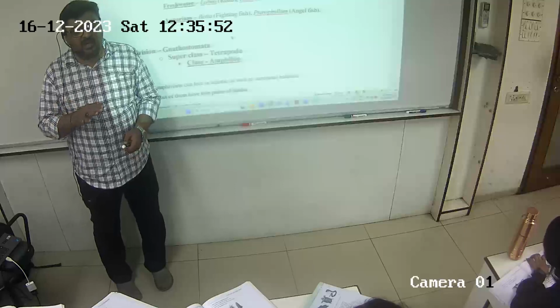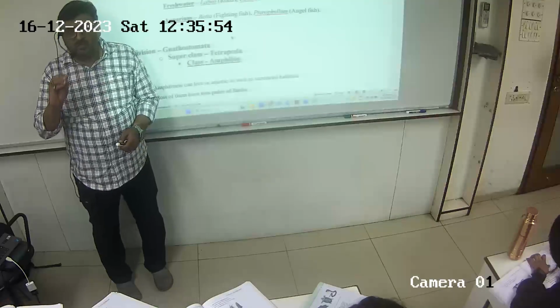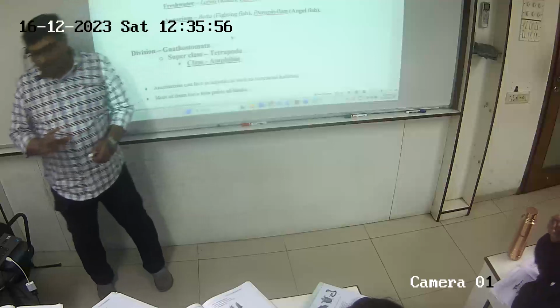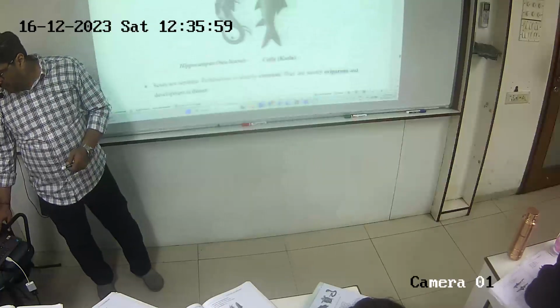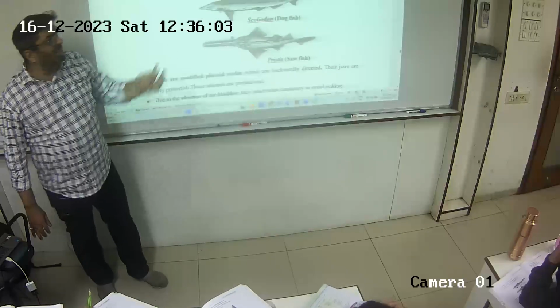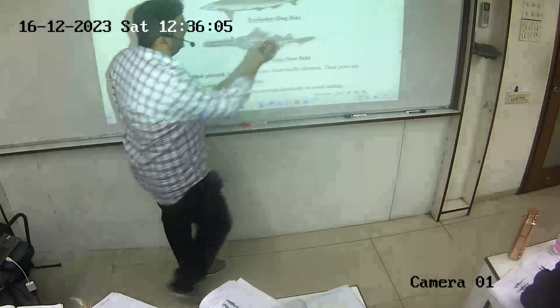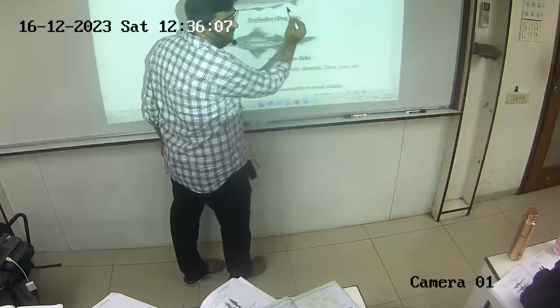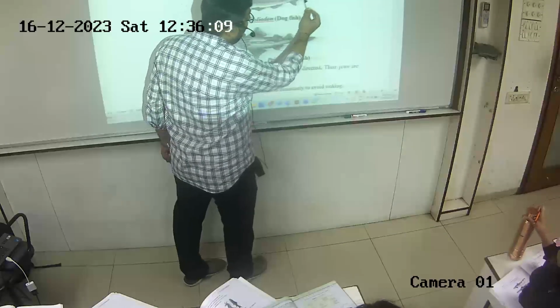Mentioned in the NCERT, but a small point of observation from the diagram given, please. Okay, now if you look at the diagram of the dogfish and the sawfish, you will see that the tail fin is having unequal divisions.